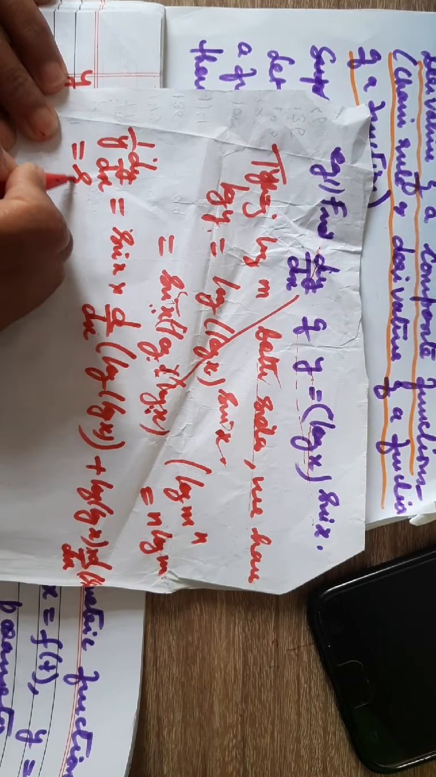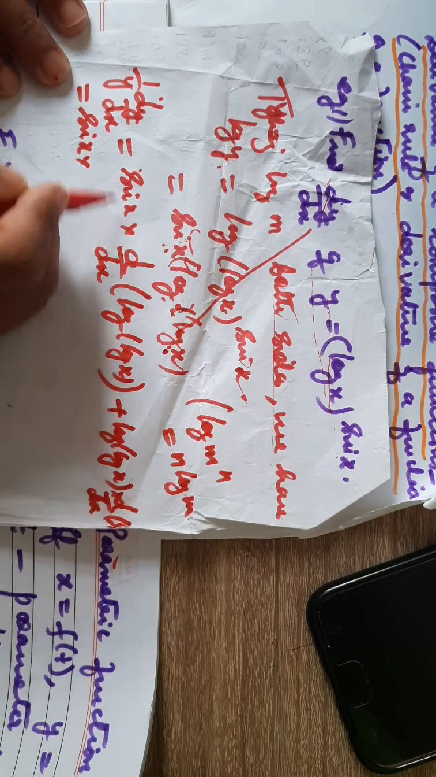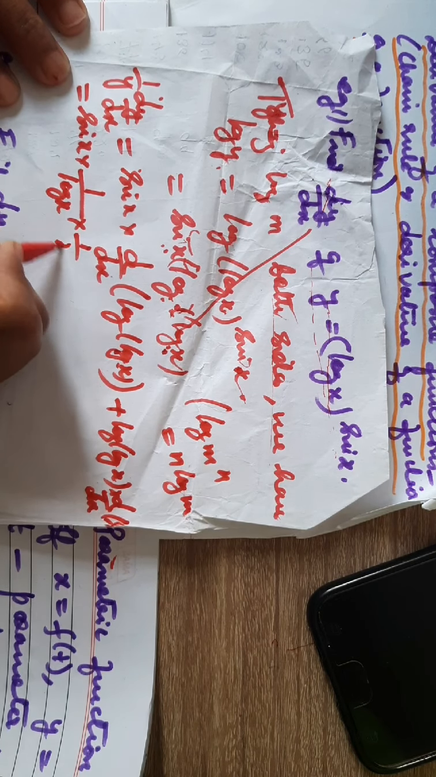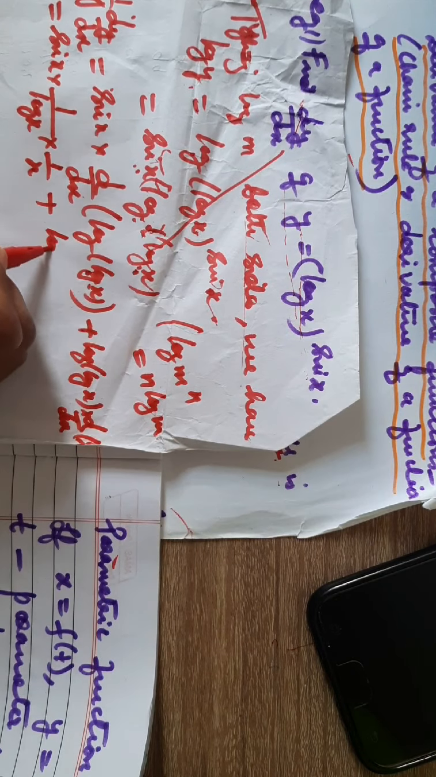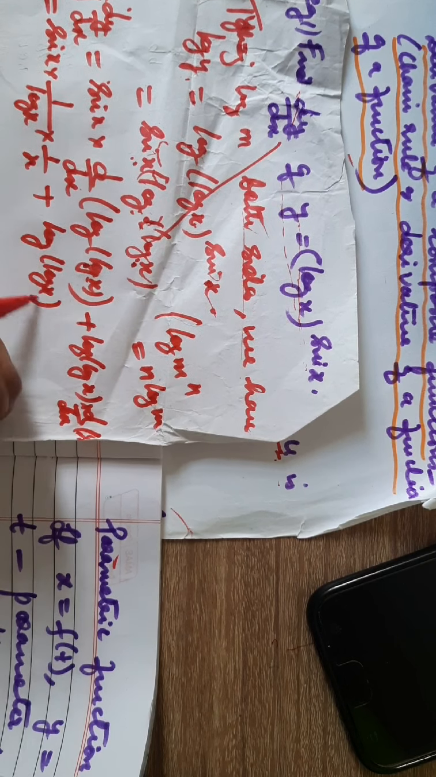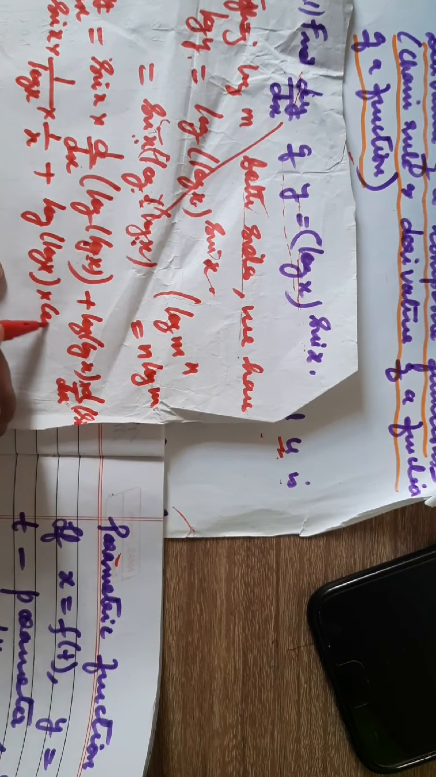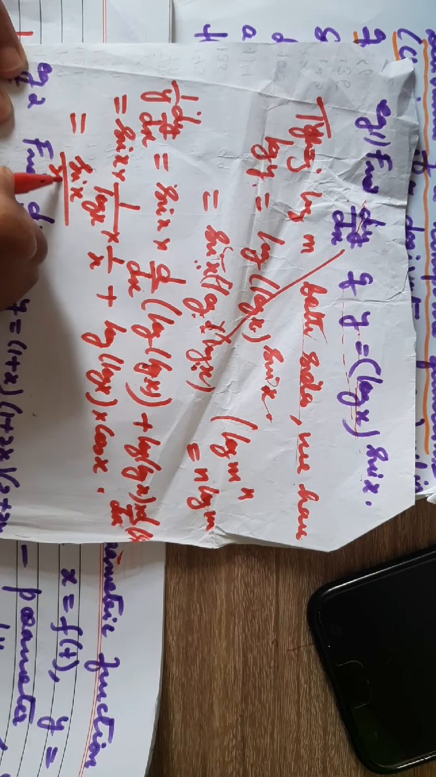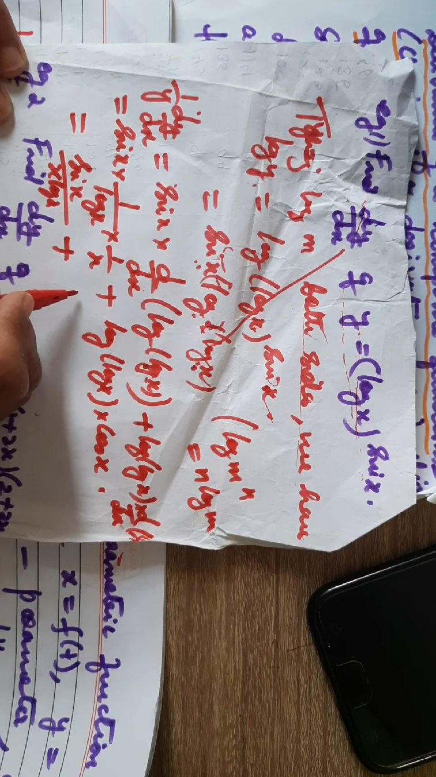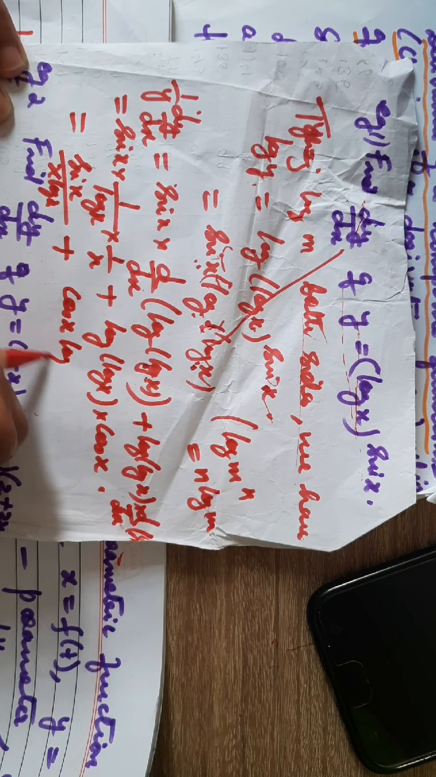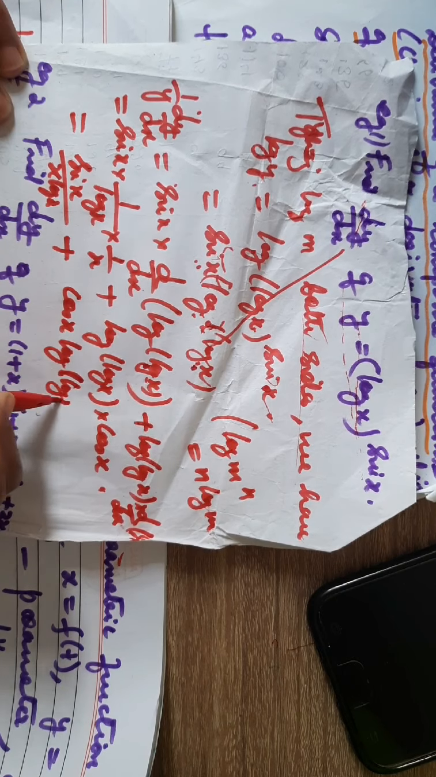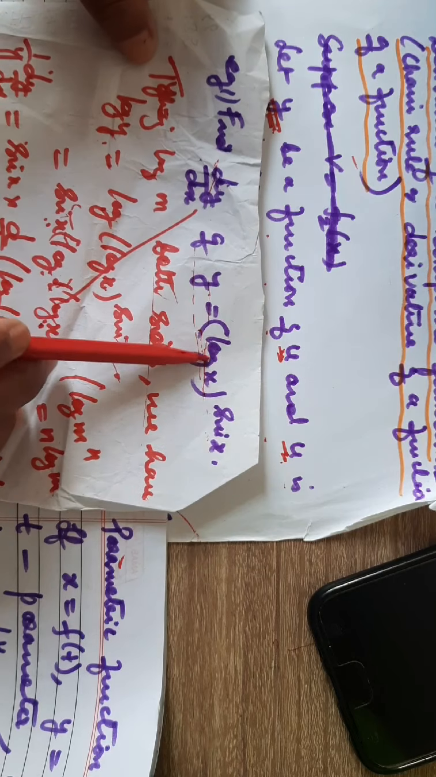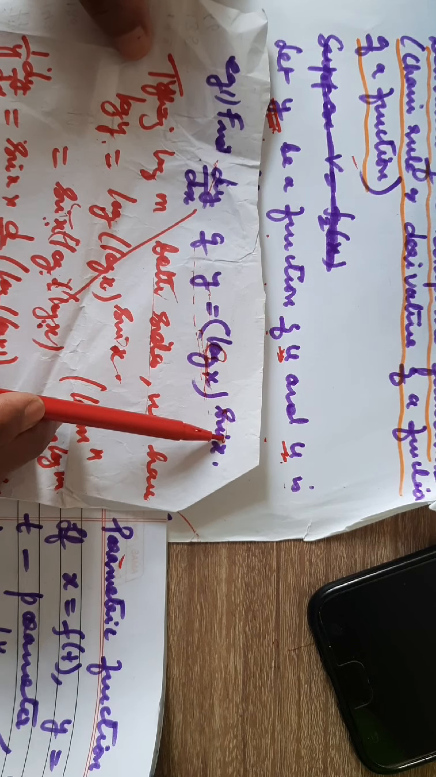And this one will give you sine x into derivative of log x will be 1 by log x into the derivative of log x, it is 1 by x, plus log x into the derivative of sine x is cos x. So finally this one comes out to be sine x by x log x plus cos x log x. So this is the method of differentiating a function y is equal to a function of x to the power of a function of x.